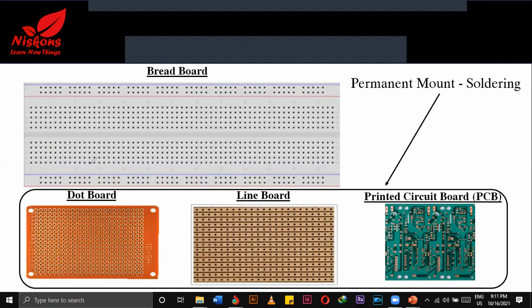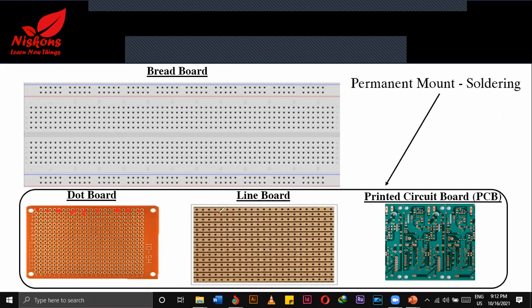So this is how breadboards are designed, and also dot boards. Dot board means each and every dot is different. No dots are connected together, right? So each is separate. And the line board is somewhat different.